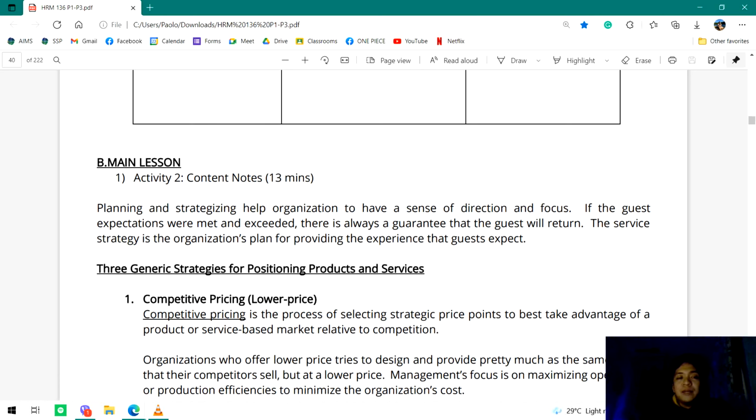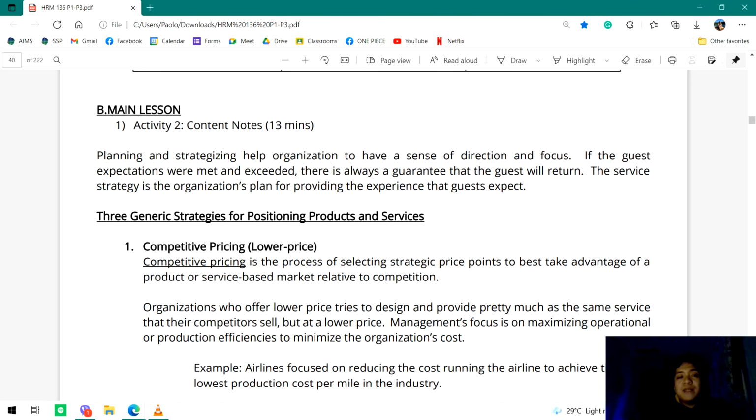So ano nga bang ibig sabihin ng positioning products and services, no? The meaning of this is you try to align, you try to analyze your guest, diba? Sa guestology nga, you're studying the behaviors, needs, and wants and expectations of your guests. And then i-apply mo yun doon sa iyong sistema or sa iyong business, no? Ganun din yung positioning products and services. You are trying to align your products and services doon sa needs and wants ng ating mga guests.